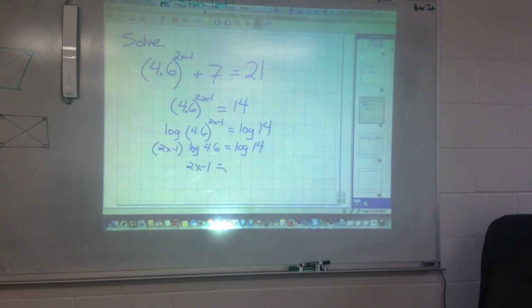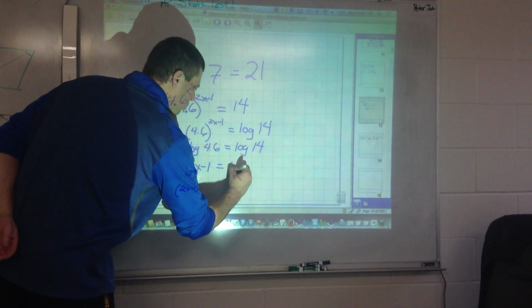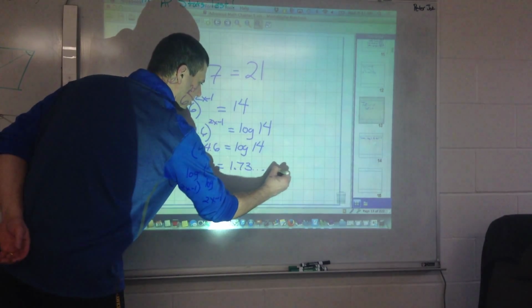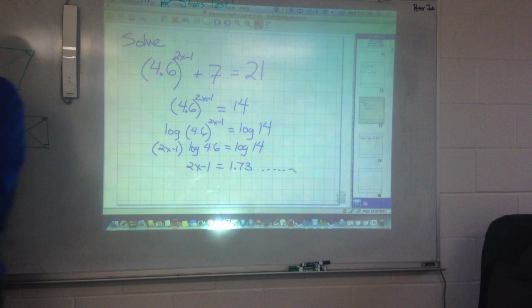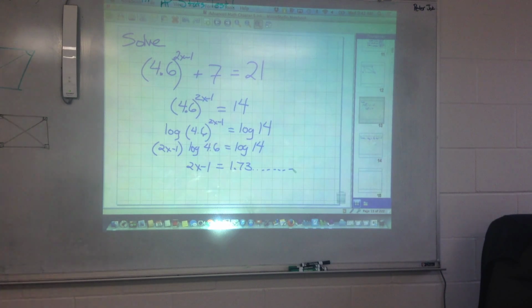Anybody? 1.73. Yeah, 1.73-ish. Okay? Do not round this. I'm going to, here, just for our purposes, but do not round that number. Keep that number on your screen, whatever number that is. And then to finish off the problem, all you need to do is what with that number that's on your calculator screen? Add 1 and then divide by 2.